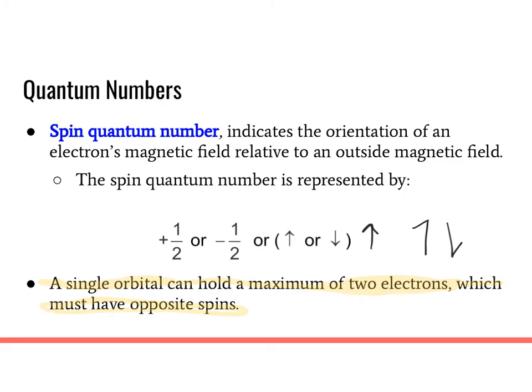opposite spins. So if I start drawing out some orbitals, when I put electrons in there, the only way they work is if we have one up, one down. If you have two up, they repel, so that's bad. And if you have two down, they also repel, so that's also bad.